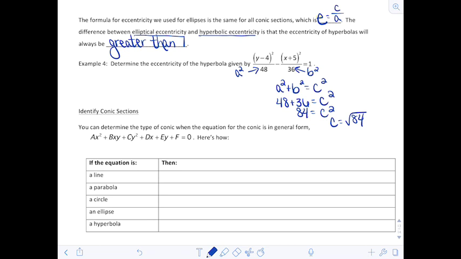Okay, so I have a then being the square root of 48. So there's a couple of ways to simplify this. Normally with eccentricity, we work it down to a decimal. So c over a, honestly, if you want to do the square root of 84 over the square root of 48, you're going to get approximately 1.32. Not a problem.